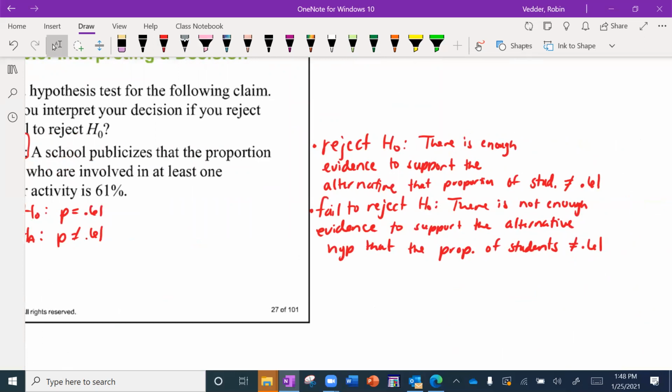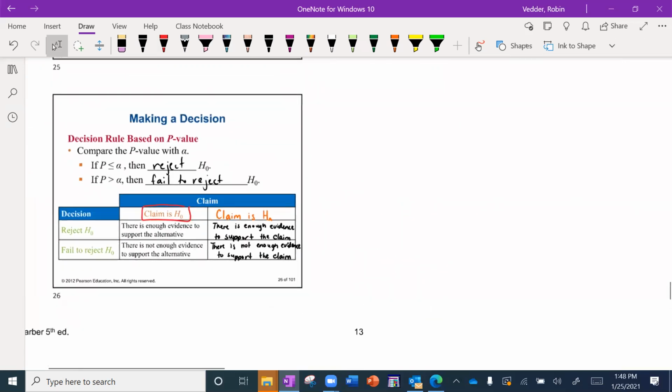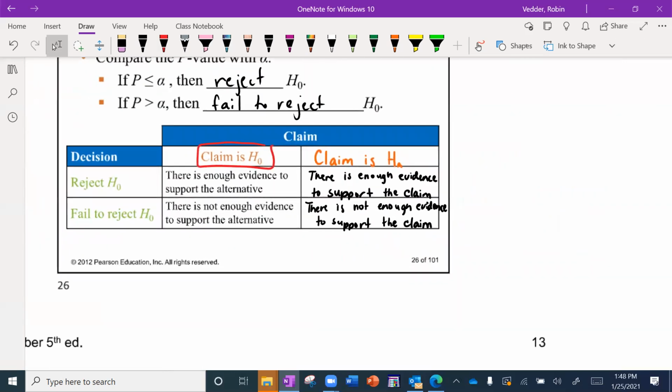That's basically the same statement, except one says not. And notice the other set of statements is different. Notice on the second set of statements, when the claim is the alternative, it says there is enough evidence to support the claim, or there is not enough evidence to support the claim. So just notice the difference between the two. And use that chart while doing that part of the homework.